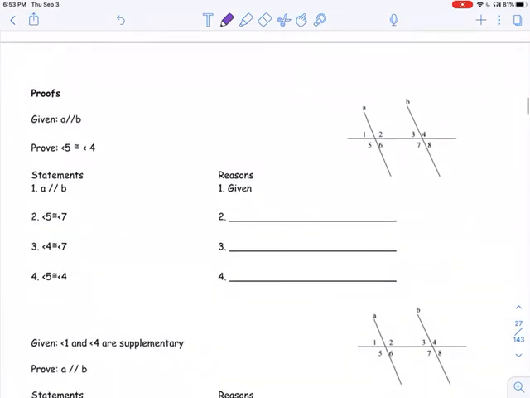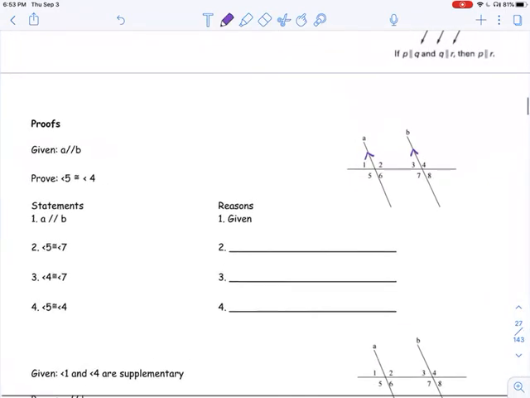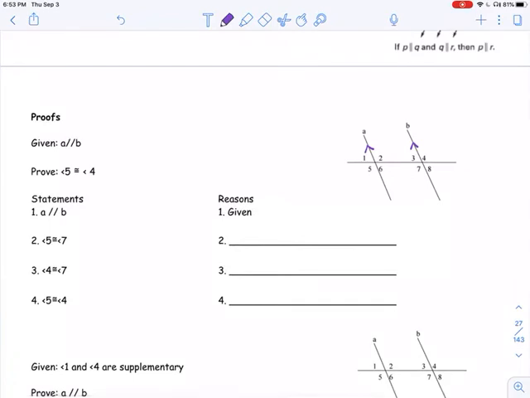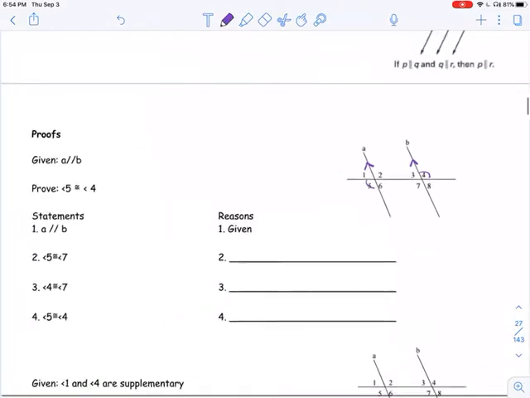So here is a proof for us. We are given that our lines A and B are parallel. So I'm going to go ahead and come over here and give those a marking. And I want to prove that angle 5 is congruent to angle 4. Now, we don't necessarily have to prove this because 5 and 4 are already alternate exterior angles. And if lines are parallel, alternate exterior angles are congruent, so just keep that in mind. But let's go ahead and follow what the proof is asking of us.